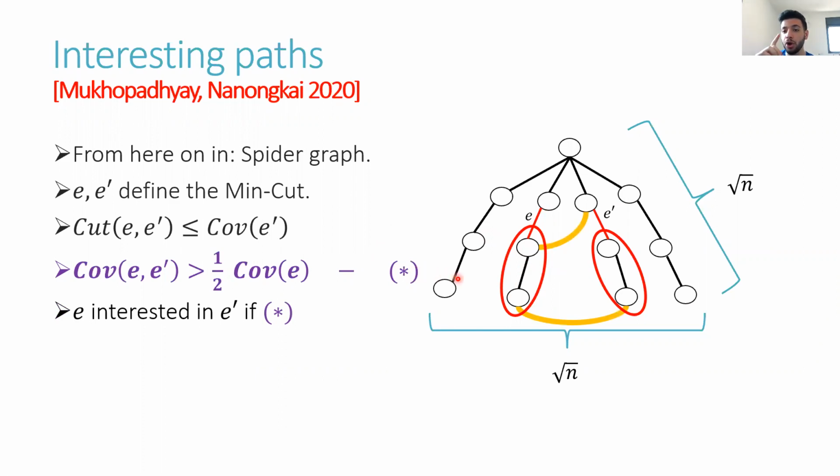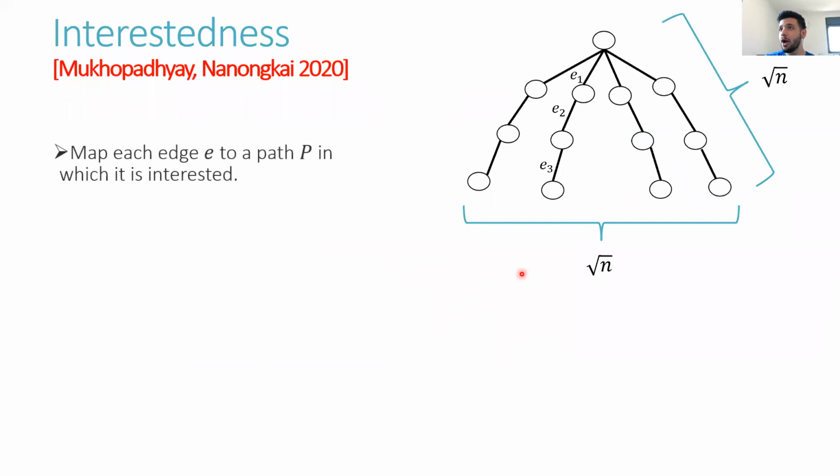Note here that if E is interested in E', it is actually interested in the entire path between E and E'. Because of course, if half of the weight from here to the rest of the graph goes to here, then the same holds for this. So now what basically they did in MN is they mapped each edge E to a path P in which it is interested. But is it enough for distributed?